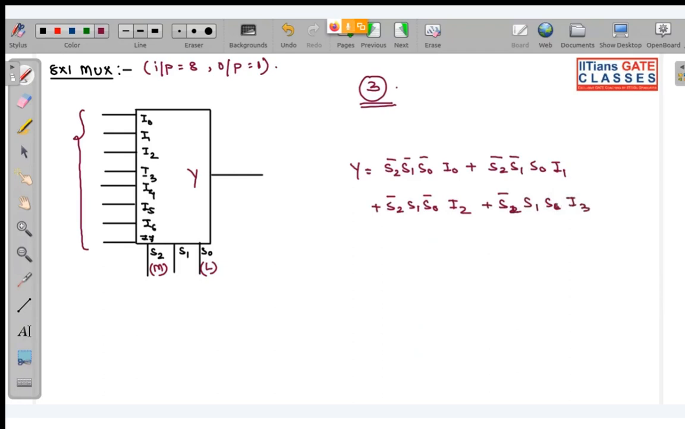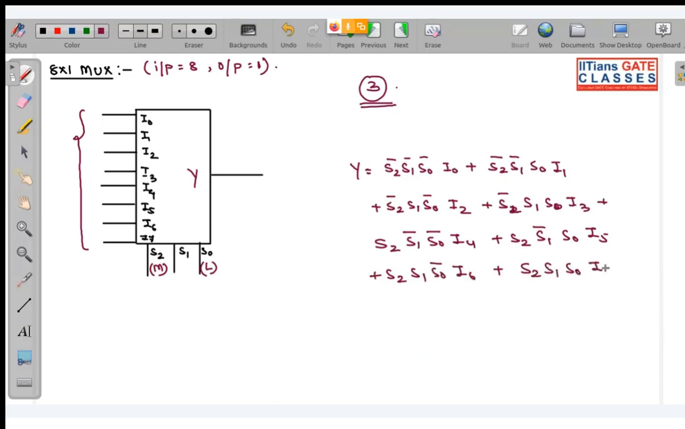plus S2 complement S1 S0 I3 plus S2 S1 complement S0 complement I4 plus S2 S1 complement S0 I5 plus S2 S1 S0 complement I6, and the last will be S2 S1 S0 I7.